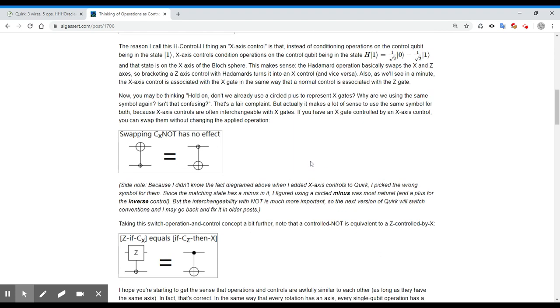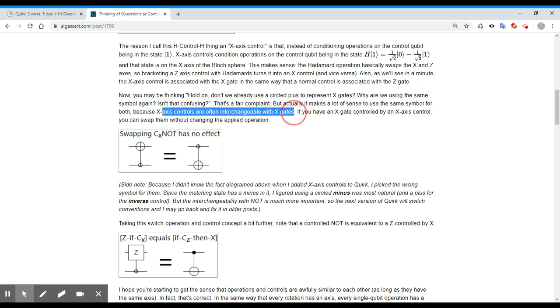That's pretty neatly explained. Now, you may be thinking, hold on, don't we already use a circled plus to represent x gates? Why are we using the same symbol again? Isn't that confusing? That's fair, but actually it makes a lot of sense to use the same symbol for both, because x-axis controls are often interchangeable with x gates.